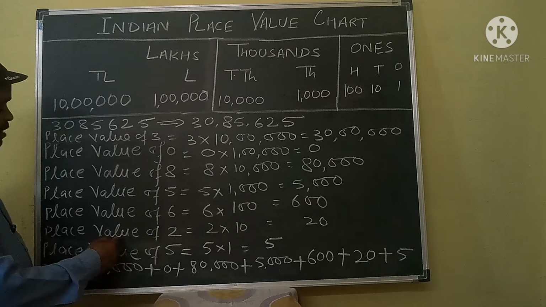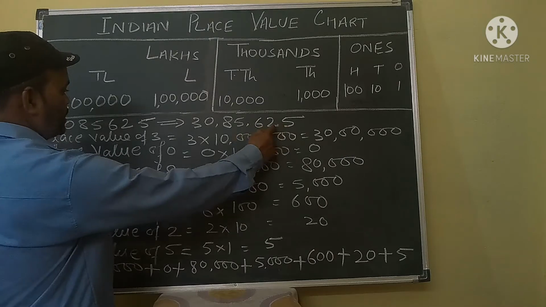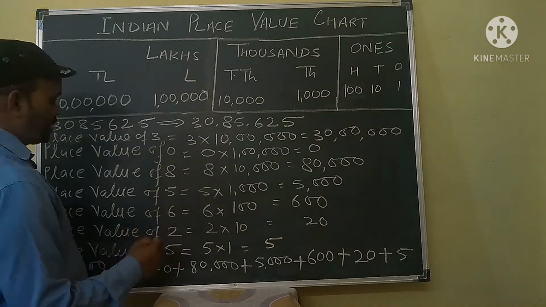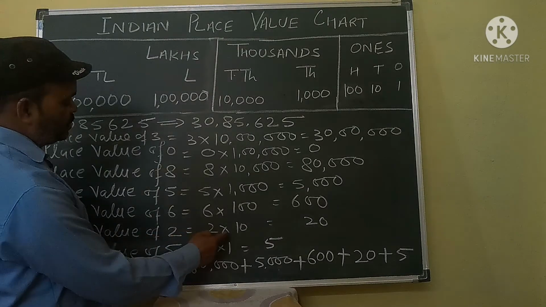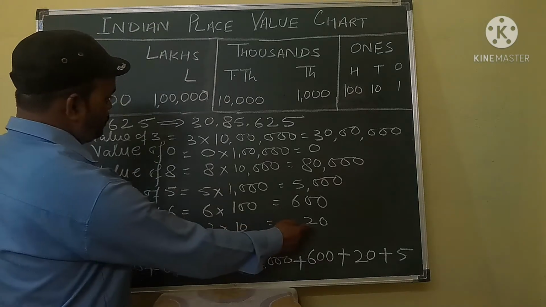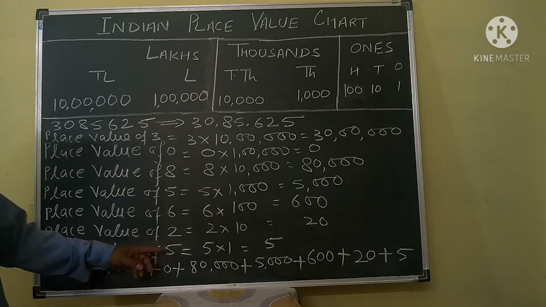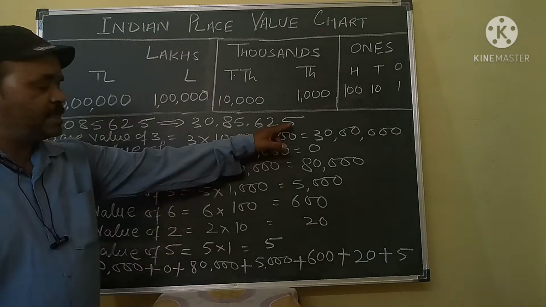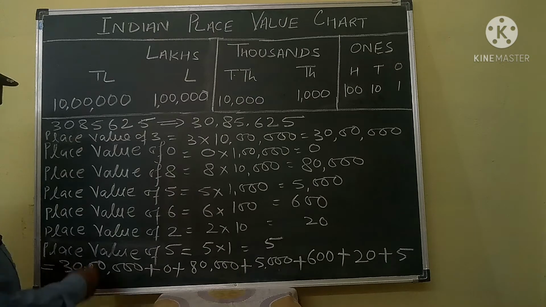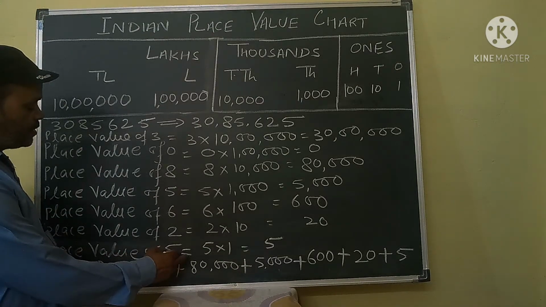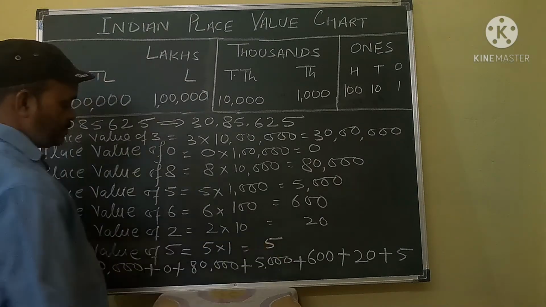Again, place value of 2: 2 is in which place? Ones, tens. 2 is in tens place, so place value of 2 is 2 into 10. It will give you 20. Again, place value of 5: 5 is in which place? 5 is in ones place. So place value of 5 is 5 into 1. It will give you 5.